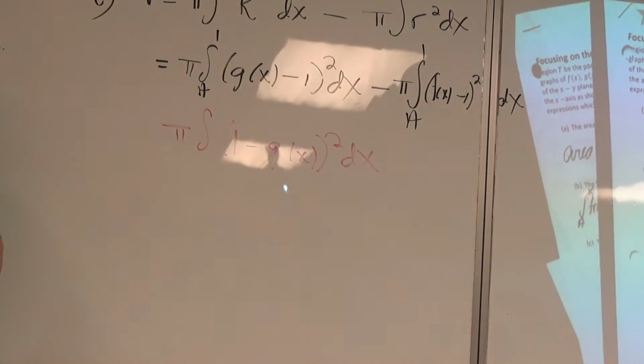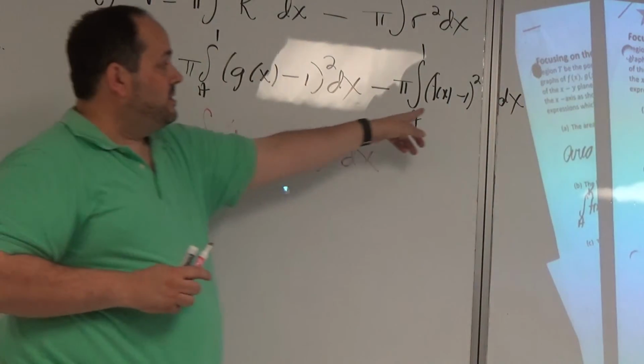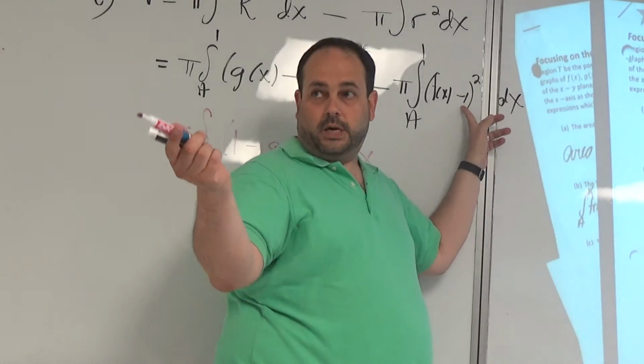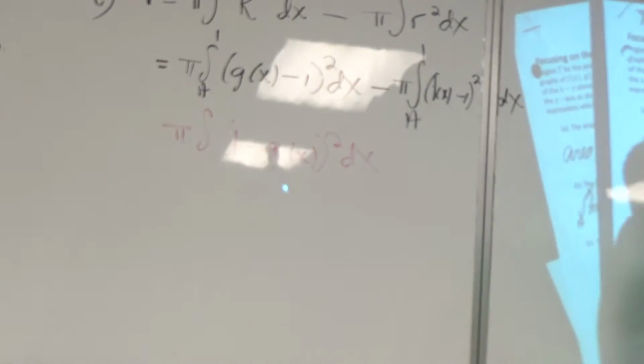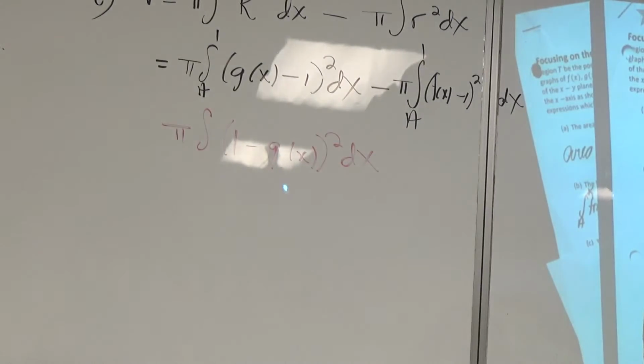Jennifer? How did you get that minus, like why? Why the minus 1? Good question. You are starting on your axis of rotation and you're dropping down till you hit the outer curve. Top minus bottom is the way that we measure length. 1 minus, or that function minus 1. Everybody okay? All right, good.